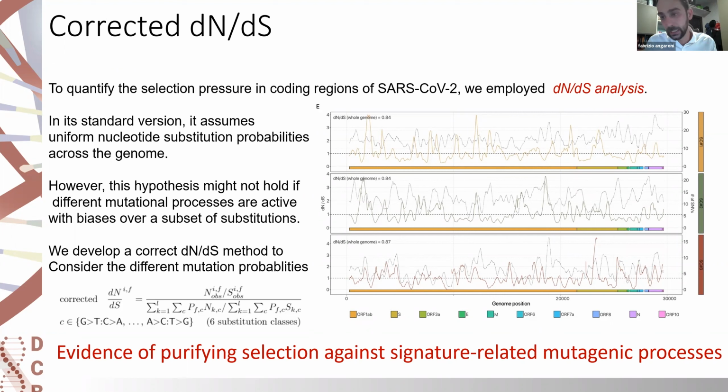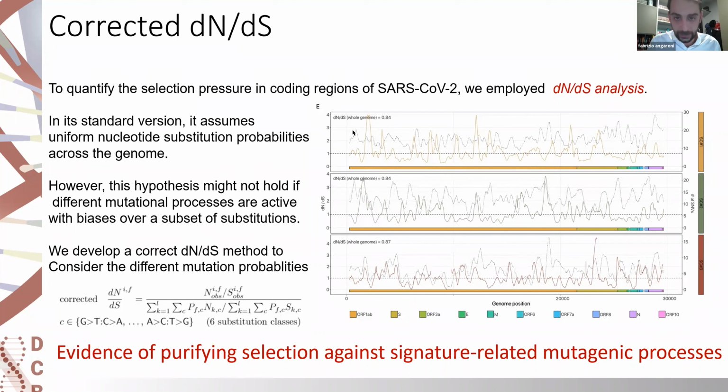But from the mutational analysis, we have empirical proof that this is not true, because patients belong to different clusters where the activity of the process is different. So there is a bias among nucleotides. For this reason, we developed a corrected NDS method to consider the normalization due to these signature-related mutagenic processes. And then we evaluate the NDS.